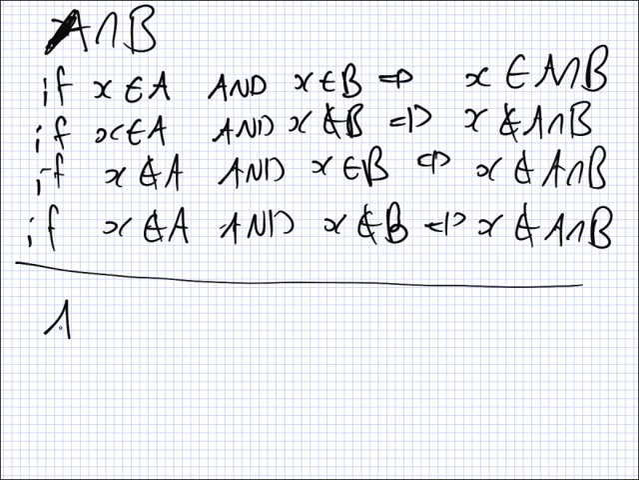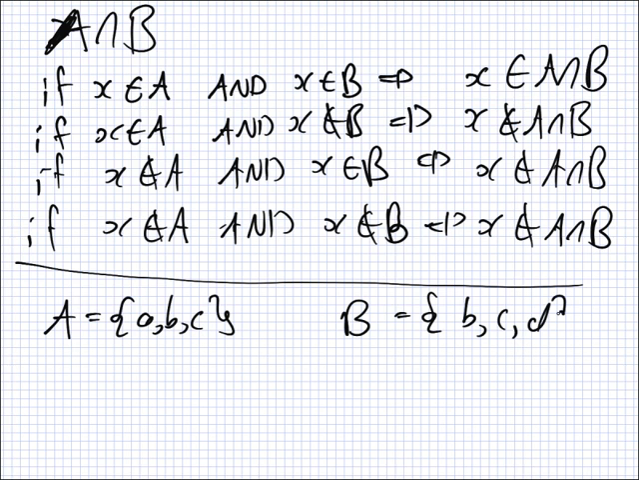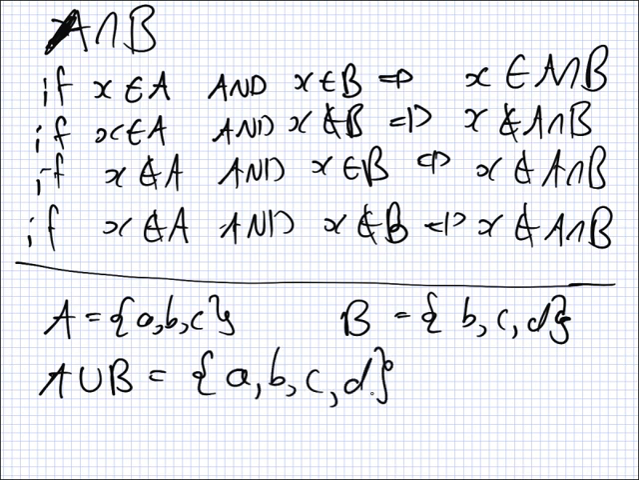Right, let's just practice here. If A equals {A, B, C} and B equals {B, C, D}, what is A union B? A, B, C, D. Yeah? And what is A intersect B? B, C.